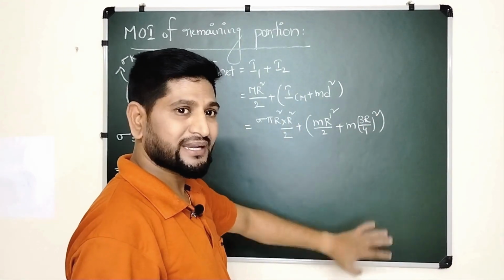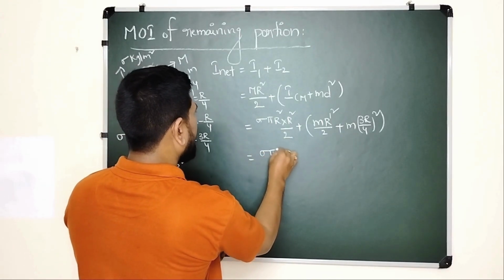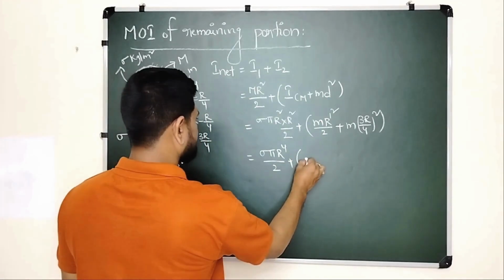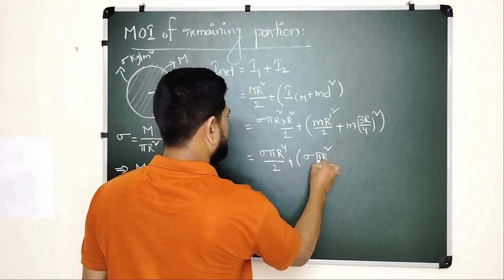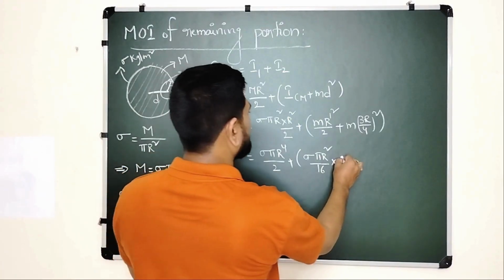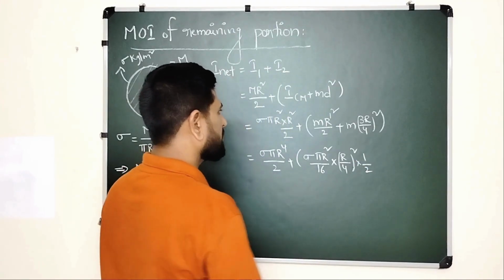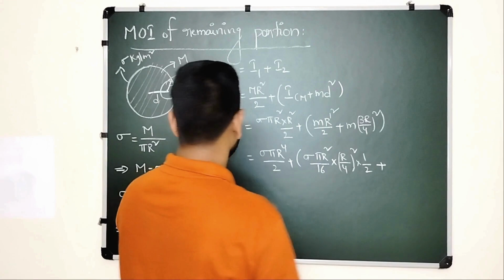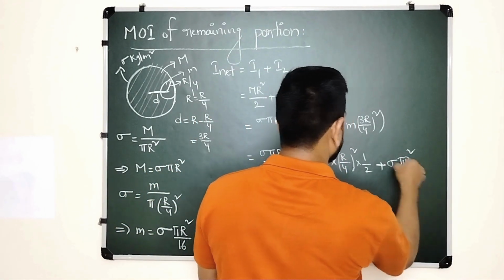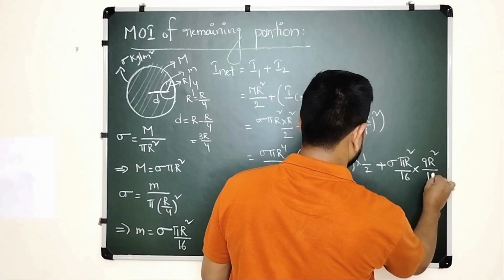Now you have to put the remaining values here. It is equal to sigma pi r power 4 by 2 plus small m value, sigma pi r square by 16, into r dash value, r by 4 whole square, into 1 by 2, plus small m value again, sigma pi r square by 16, into 3r by 4 whole square, that is 9r square by 16.